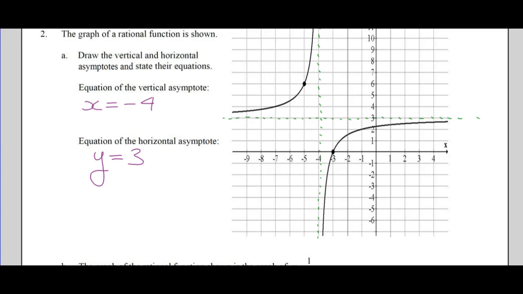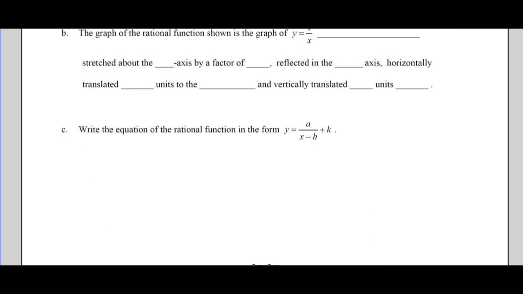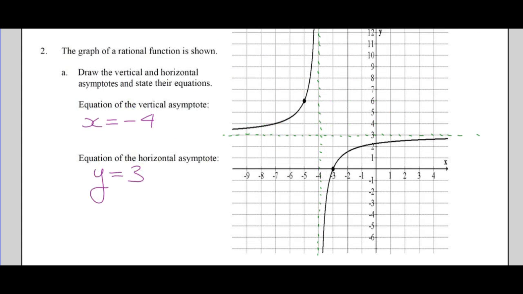So let's look at it and say, what are we aiming for here? I'm aiming for an equation in this form, right? So we're going to do this, and then we'll go back and do this. I'm aiming for an equation in the form y equals a over x minus h plus k, but I already know h and k, right? So we know h and k.